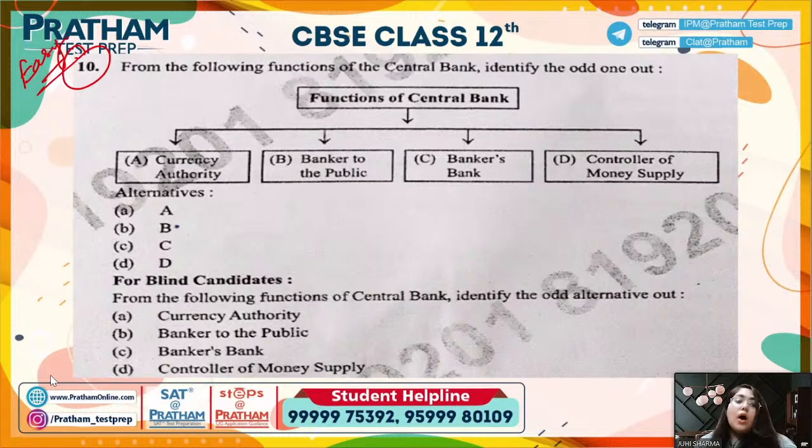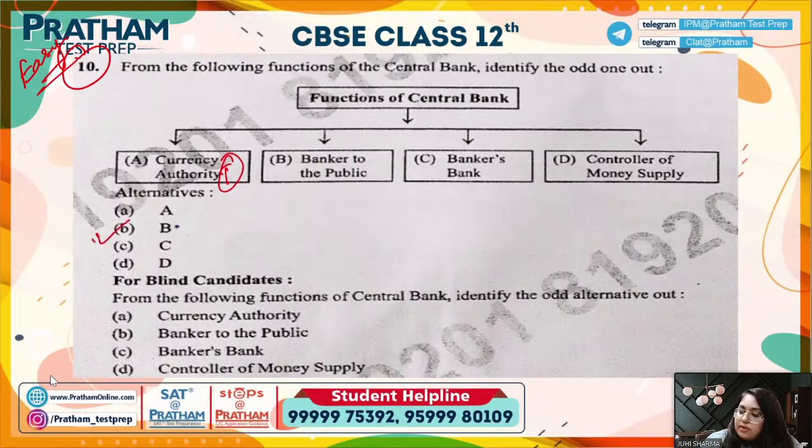Just see the questions. Option A is that functions of central bank. Option A is that it is the currency authority, right? That is true, because that is one of the functions of the commercial bank. So that is actually true, right? Option B है banker to the public. No, central bank is not banker to the public. Central bank is the banker of the banks, or banker of the commercial banks.